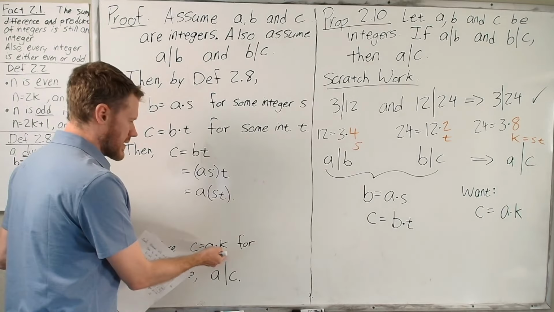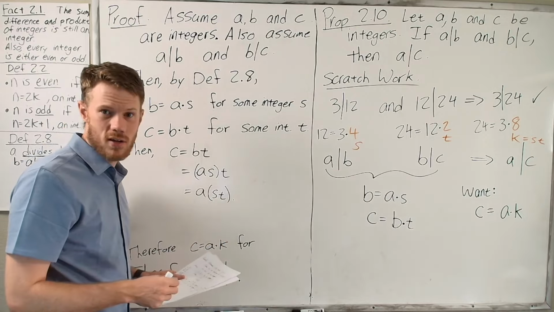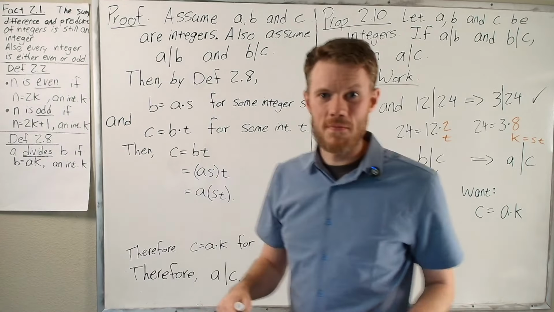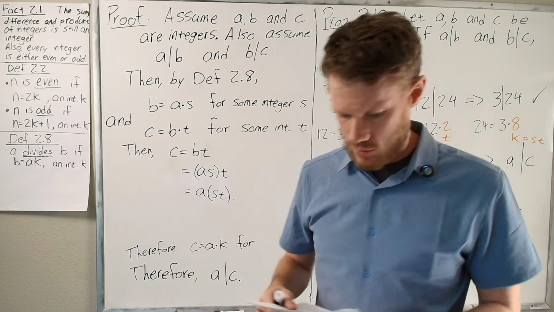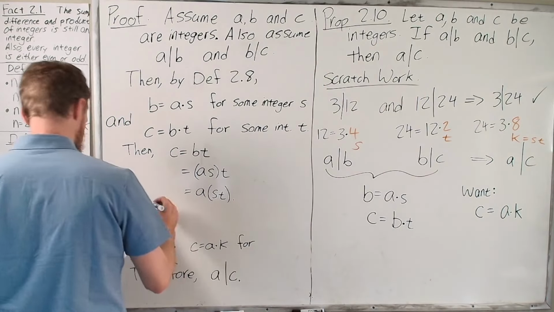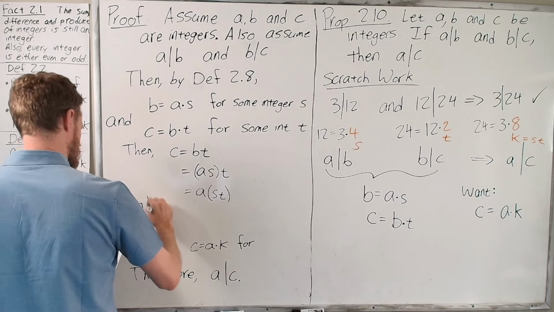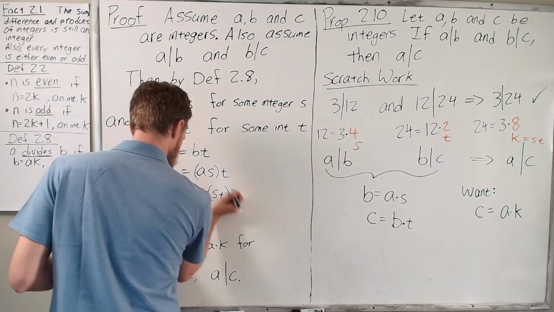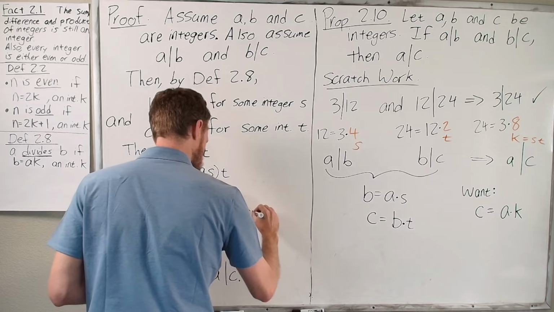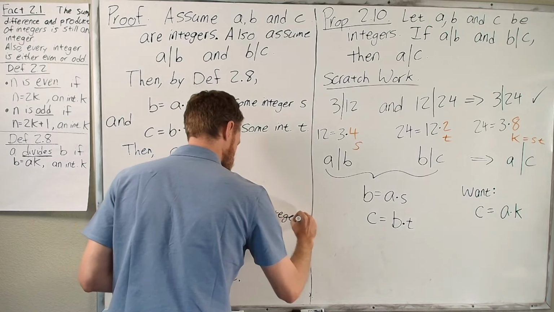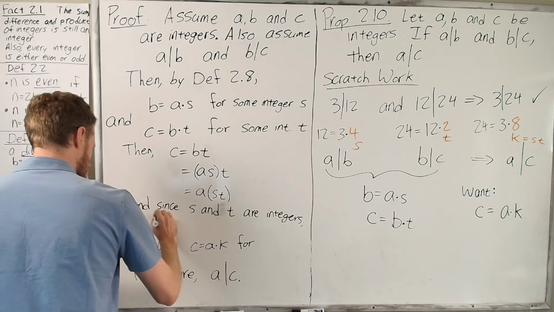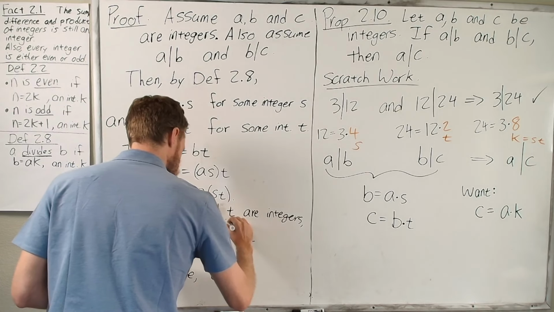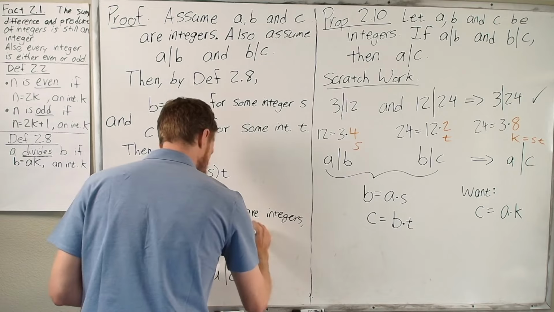So now all we have to note is, why is this k an integer? Well, it's an integer because s and t are integers. And way back, remember that fact 2.1? The product of two integers is going to be another integer. Okay. So, since s and t are integers by fact 2.1, so is s times t.